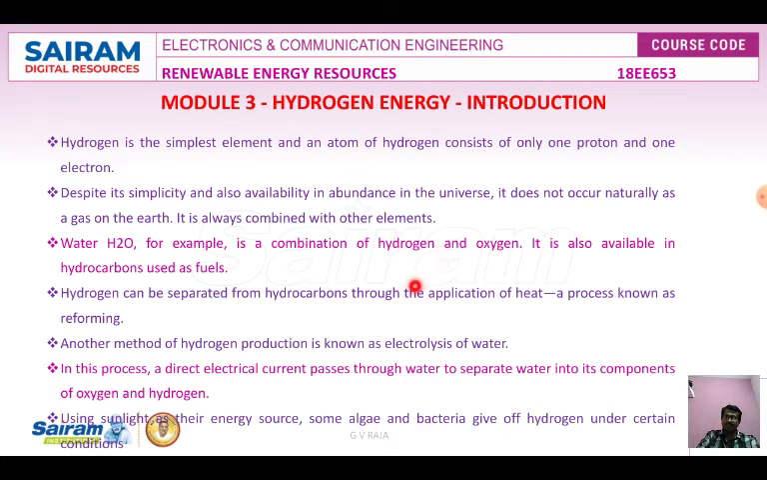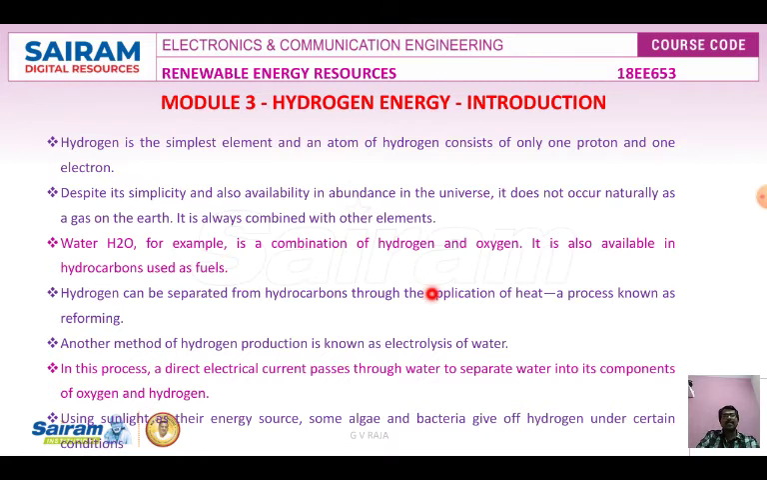Hydrogen can be separated from hydrocarbons. Hydrocarbons are nothing but fossil fuels. Through the application of heat, the hydrocarbons are subjected to heat in order to produce hydrogen, and this is known as reforming. If steam is used, that is, water converted into steam is used for the production of hydrogen, then it is called the steam reforming method.